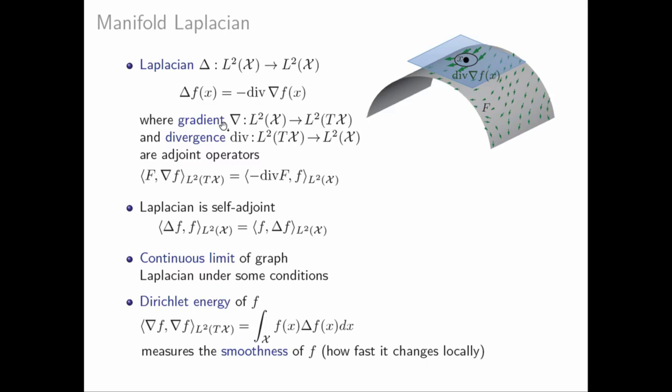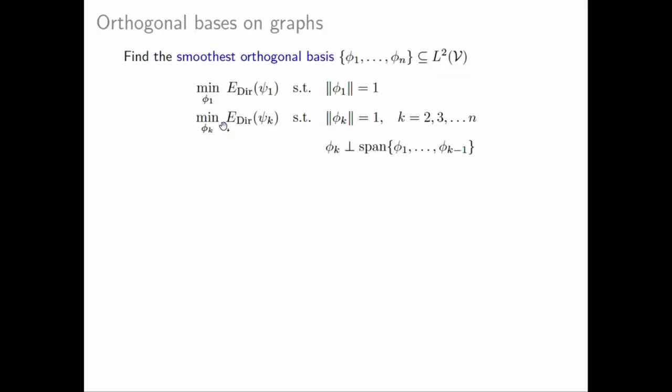Okay, so once we have this Dirichlet energy, we can use it to organize functions in terms of their smoothness, right? It would be good to understand what the classes of functions are that are very smooth, and what the classes are of functions that are less and less smooth. And so the right way to measure this is to consider a basis, a linear representation of functions, where every basis element encodes a certain class of smoothness, right?